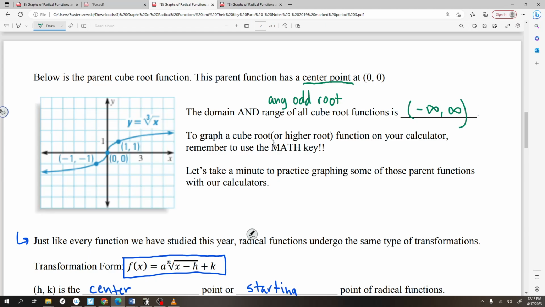Okay, so let's take a minute to practice graphing some of these parent functions with our calculators. If you do not already have a calculator, let's take one out. I'm going to pause the video here and do this just with the class. So we will see you in a minute.